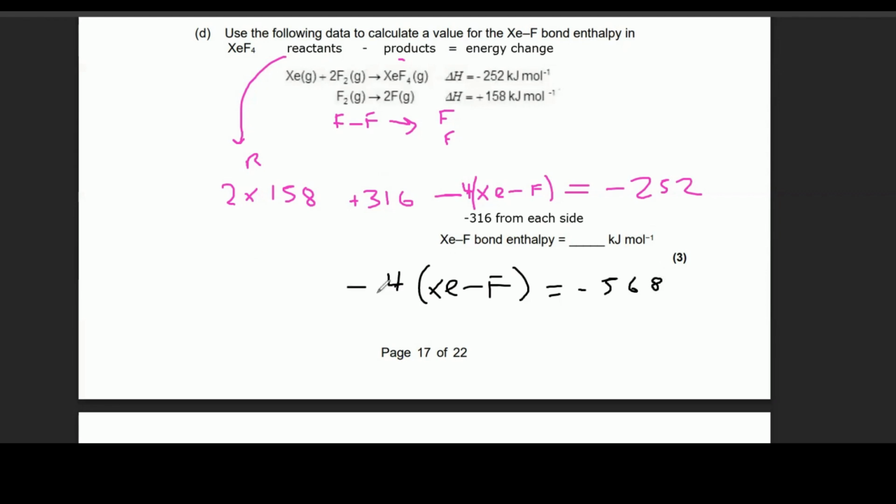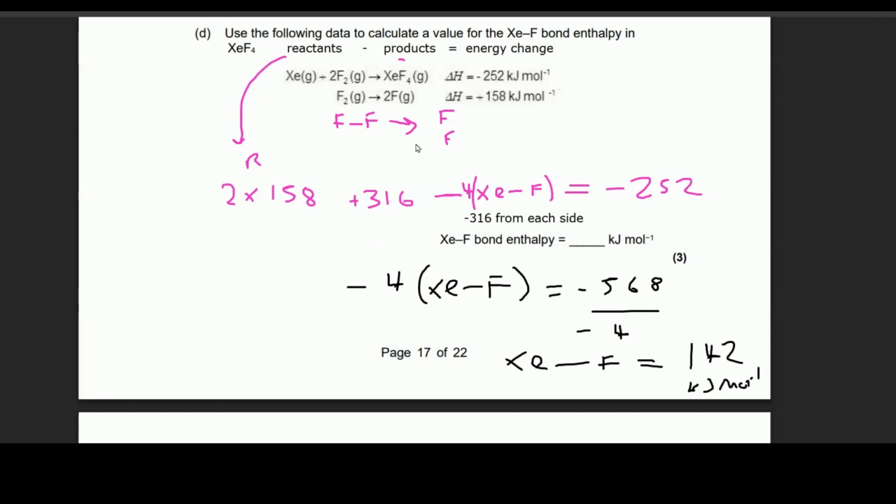Hopefully I got this right. Now what I want to do is divide both sides by minus 4, to get rid of the minus 4. And that is going to give me Xe-F equal to minus 568 divided by minus 4, which equals 142. There's no negative sign there because you're doing a minus divided by a minus. So 142 kJ mol to the minus 1. There we go. Hope that helped.